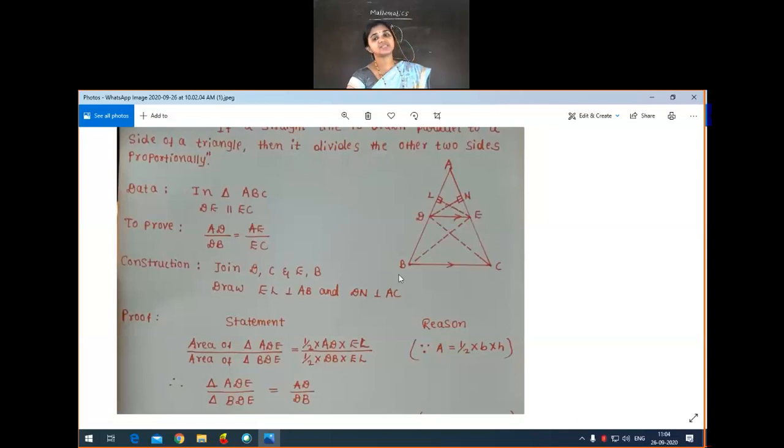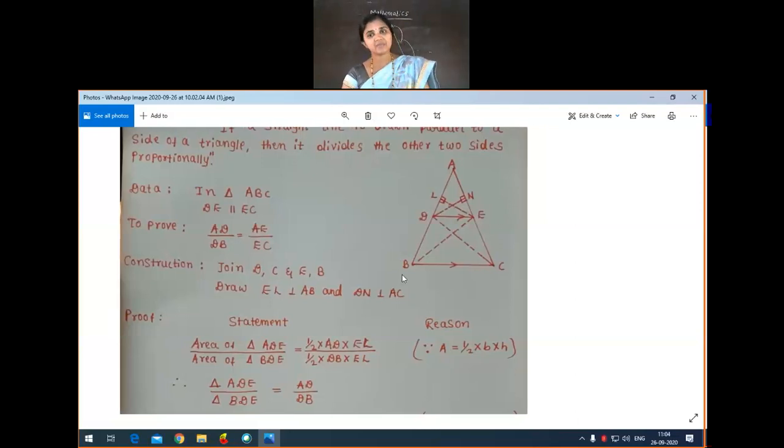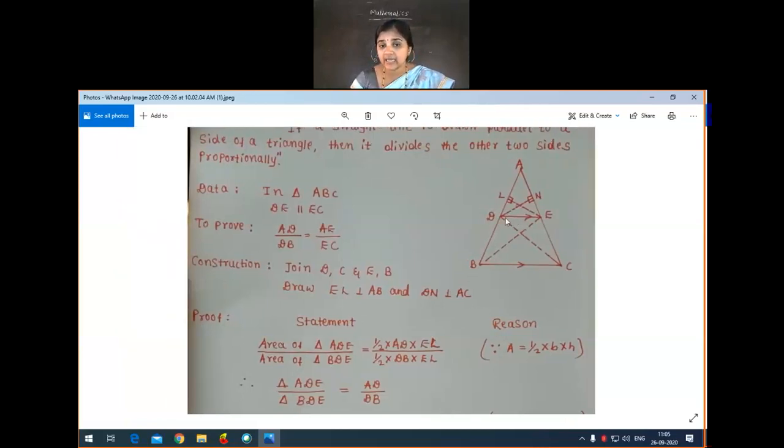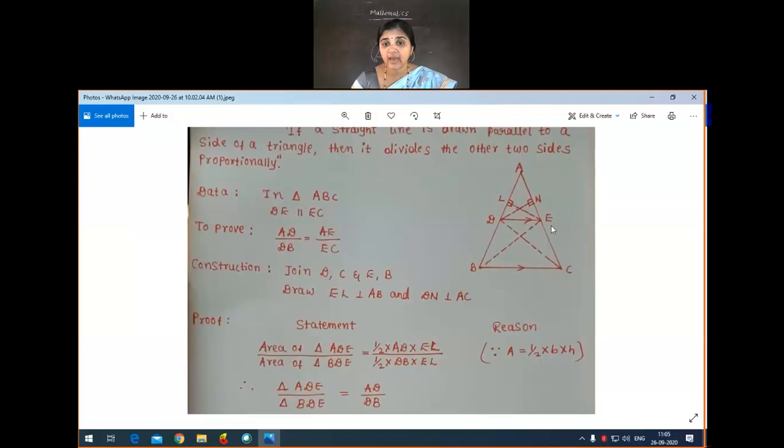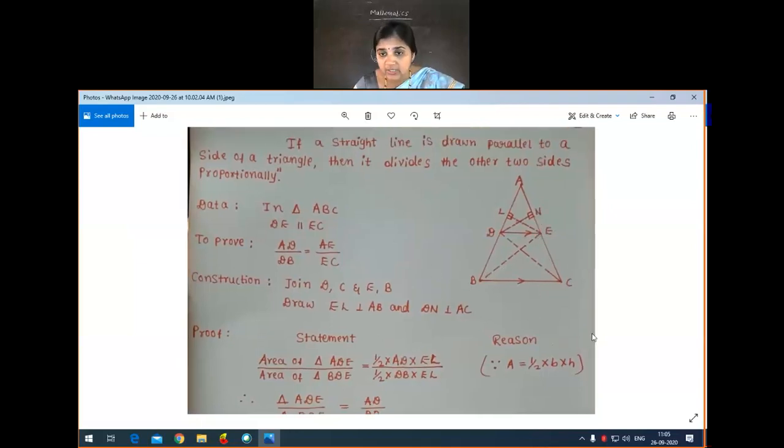For this theorem, the diagram is not sufficient, because it is only one triangle, any type of triangle, ABC, one triangle, DE line parallel to BC. Just by taking this much data, we cannot go to our proof part. That's why we need the construction. In the construction part, join D, C and E, B. D to C we have to join. Here you have the E point. E to B we have to join.